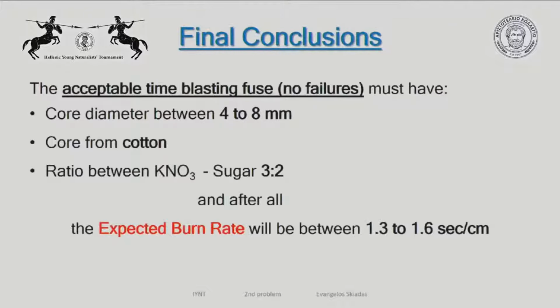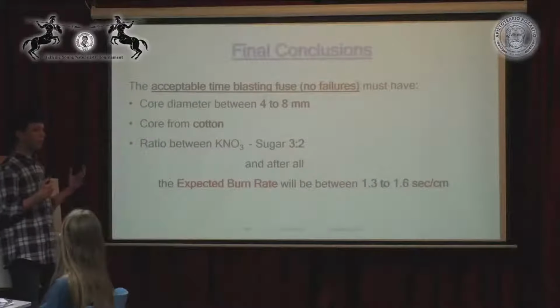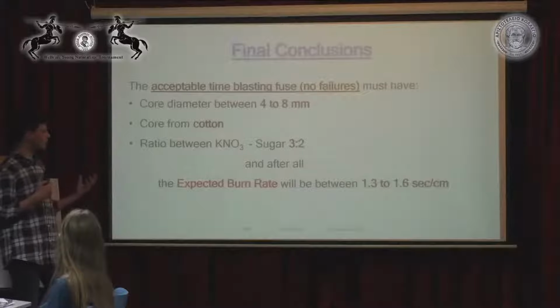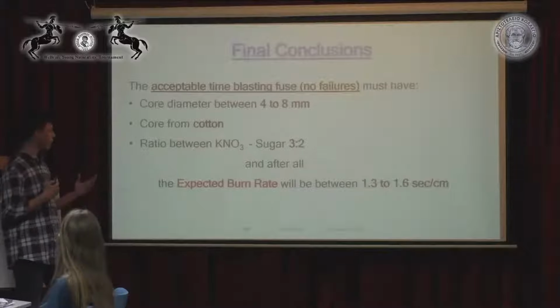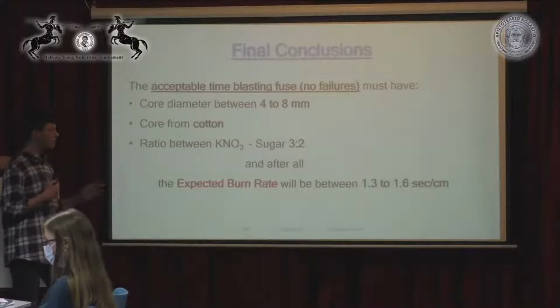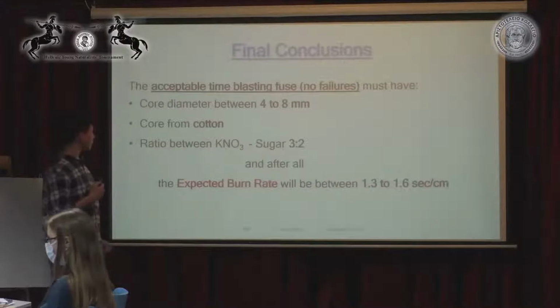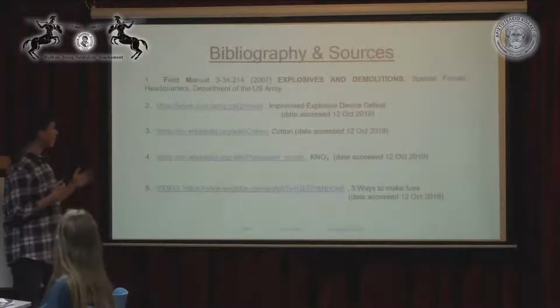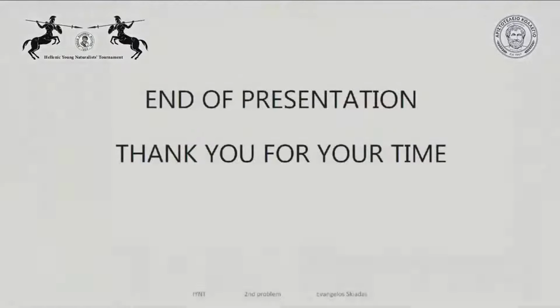So my final conclusion is that an acceptable time-lasting fuse must have a core diameter between 4 and 8 millimeters, a core made of cotton, and a ratio between potassium nitrate and sugar of 3 to 2, and the expected burn rate will be between 1.3 and 1.6 seconds per centimeter. Here are my bibliography and sources. End of presentation. Thank you for your time and attention.